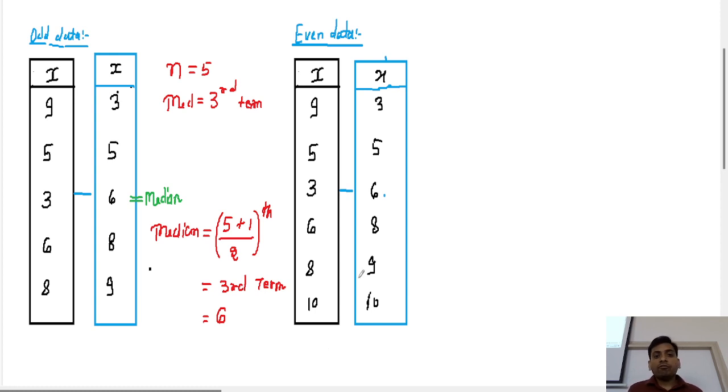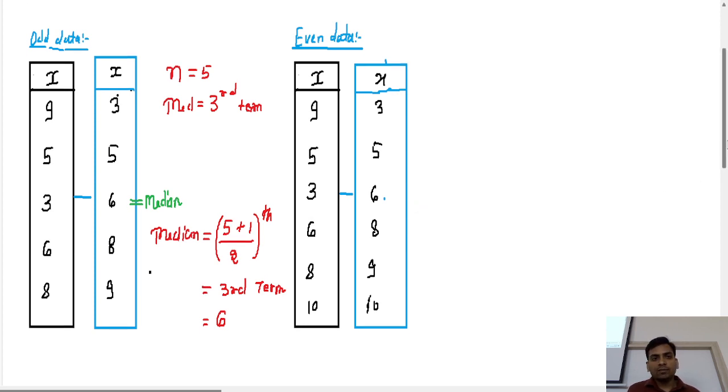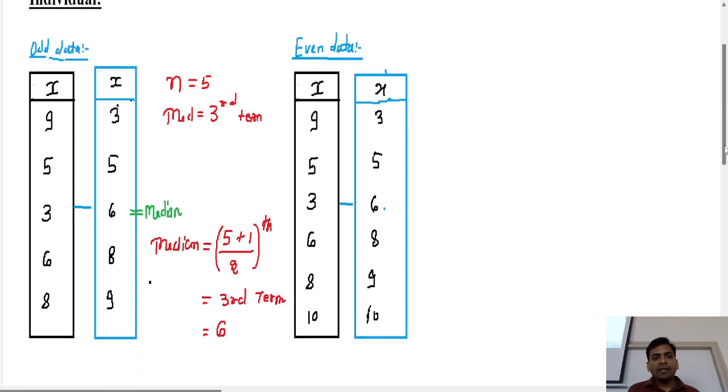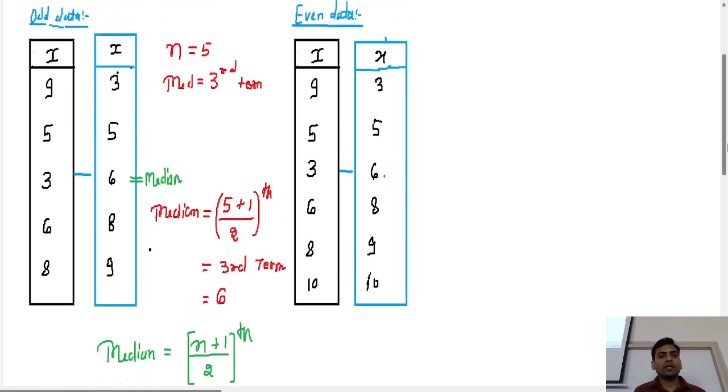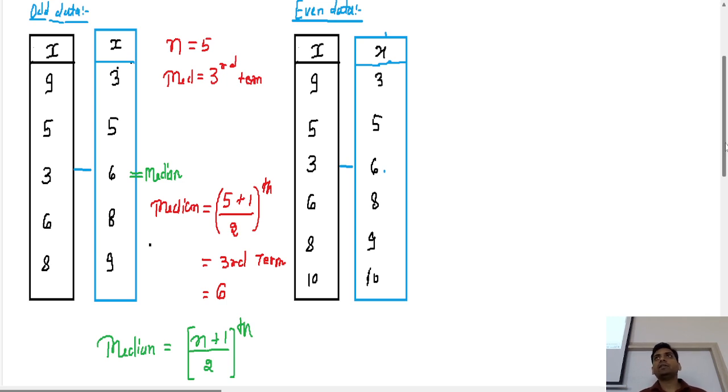If you have n terms, then what is the formula? The formula is median equals (n plus 1) upon 2. This is the formula for median in case of an odd data set. Is it clear? Any doubt? Any confusion? Okay, fine. Now, next, the even data set.